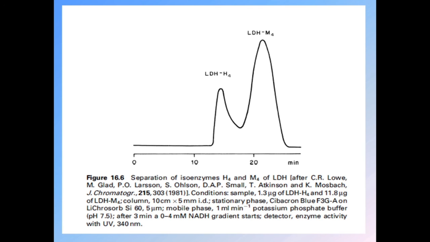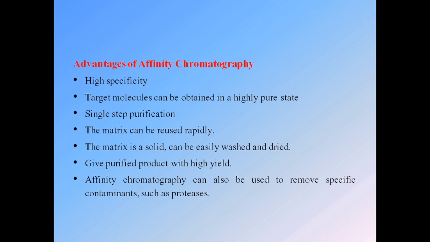Now next is the limitations of affinity chromatography. Before that, the advantages of affinity chromatography: high specificity, the target molecule can be obtained in a highly pure state, single step purification, the matrix can be reused rapidly, the matrix is a solid and can be easily washed and dried, and it gives purified product with high yield. Affinity chromatography can also be used to remove specific contaminants such as proteases.